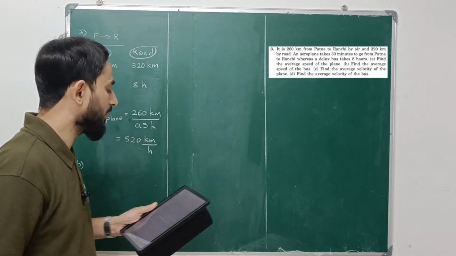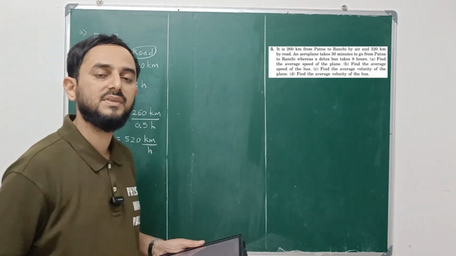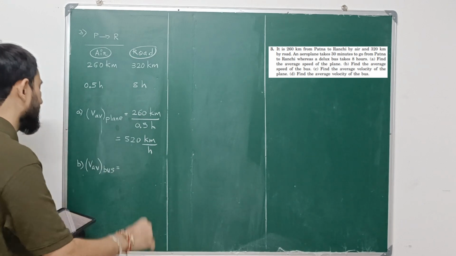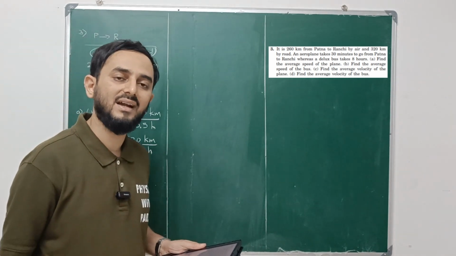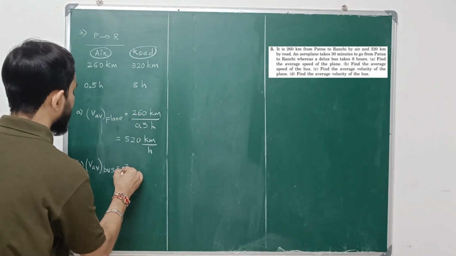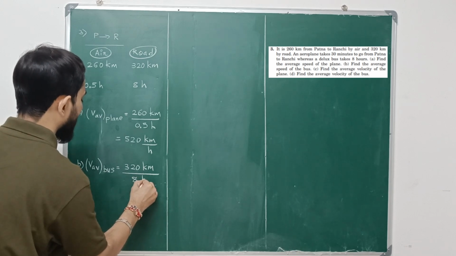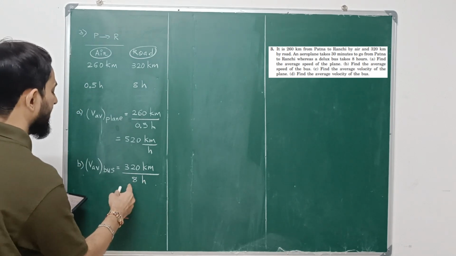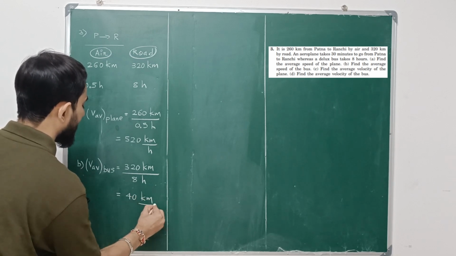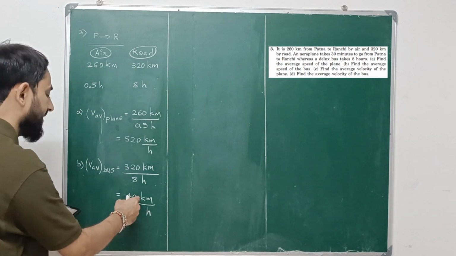The average speed of the bus. Yes sir, average speed, V average, for whom? For the bus. How are you going to find average speed, students? Total distance covered divided by total time taken. Total distance covered by the bus is 320 kilometer divided by total time of 8 hours. So this will be, students, 8 into 4 is 32 and 1 0 40. So this is 40 kilometer per hour. Yes sir, average speed of the bus is 40 kilometer per hour.